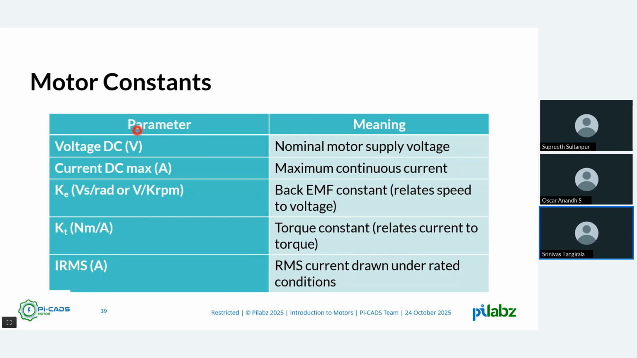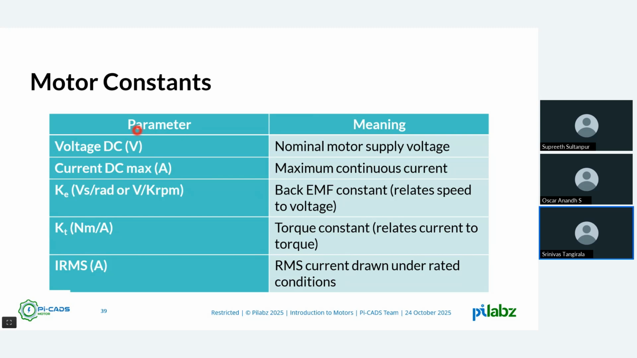So if you average it out, everything turns out to be zero. So how do you determine the magnitude of such a current in AC? You take the root mean square. I mean the square root of the mean of the square of the current, that is called IRMS, and which is drawn under rated conditions.